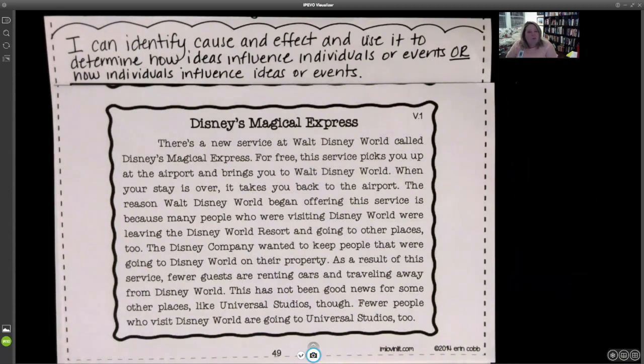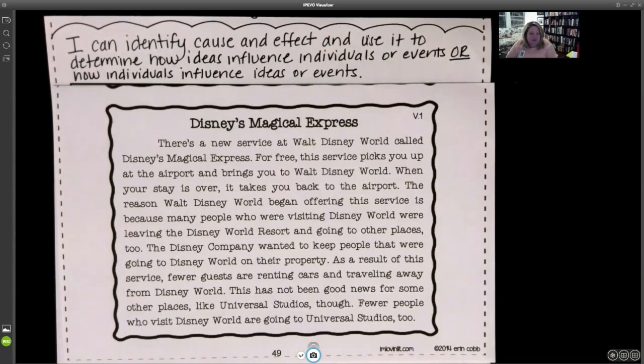There's a new service at Walt Disney World called Disney's Magical Express. For free, this service picks you up at the airport and brings you to Walt Disney World. When your stay is over, it takes you back to the airport. The reason Walt Disney World began offering this service is because many people who were visiting Disney World were leaving the Disney World Resort and going to other places too. The Disney company wanted to keep people that were going to Disney World on their property.